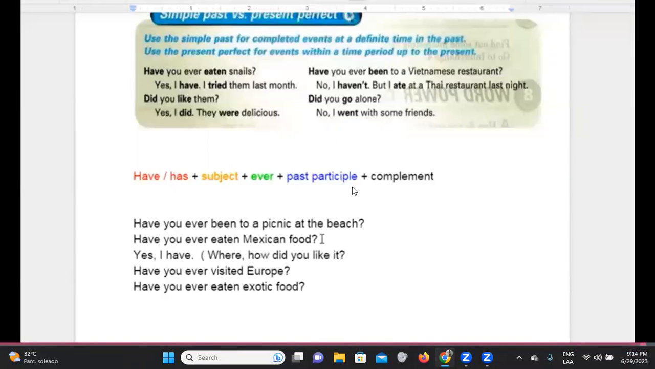So as you can see, what I'm trying to get to is that you give me your response, and then you give me information about that particular past event. And that's what I would like for you to do for all of those questions there.